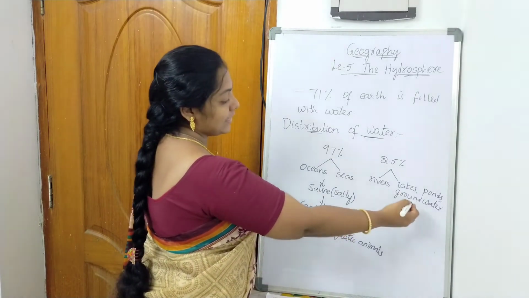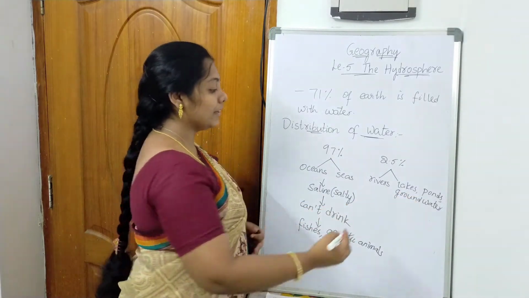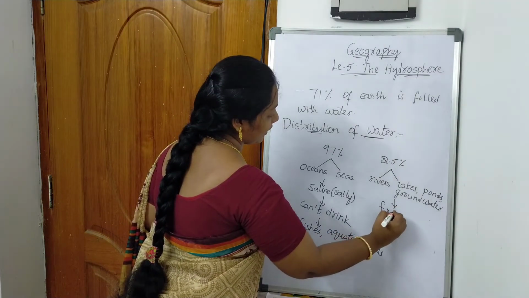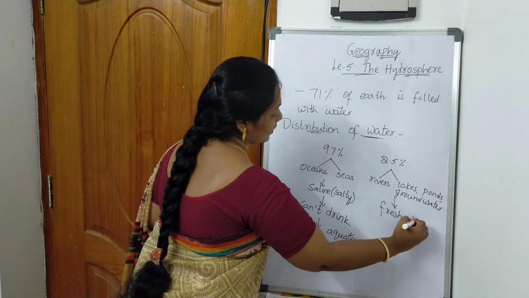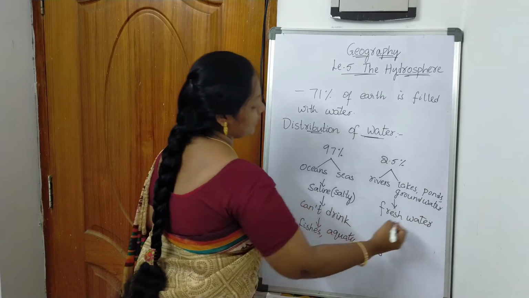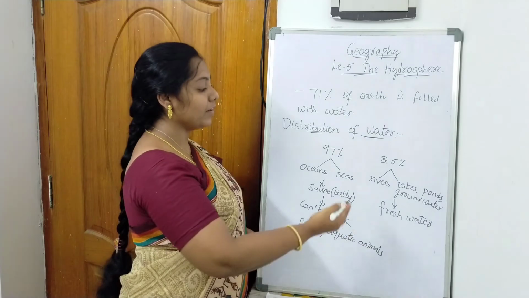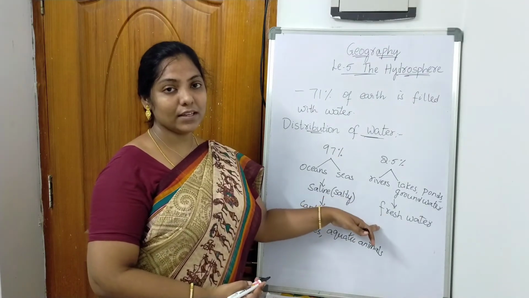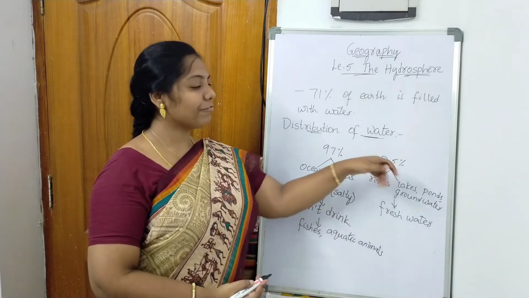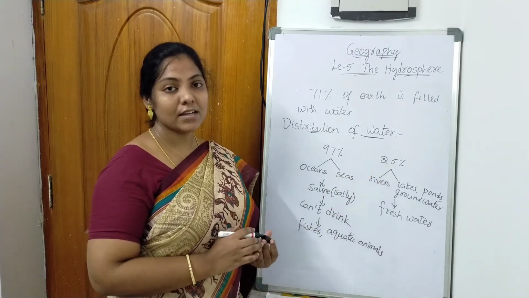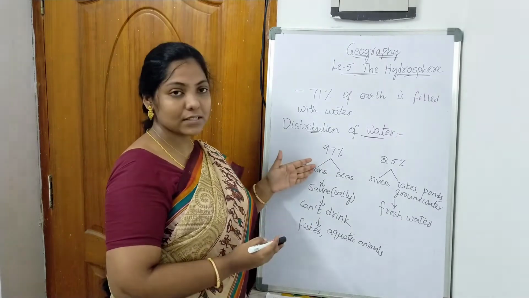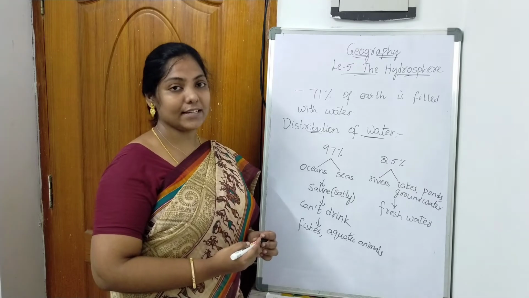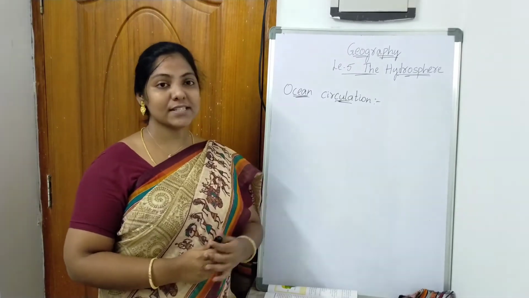And rivers, lakes, ponds, groundwater, all these are good water, or we can say it as fresh water. So for our daily needs, we use this fresh water. We depend on rivers, lakes, ponds and groundwater for drinking. So this water is fresh water. Only 2.5% is available for us for drinking, and 97% is saline water, and we cannot use this water for drinking. Now let's learn about ocean circulation.